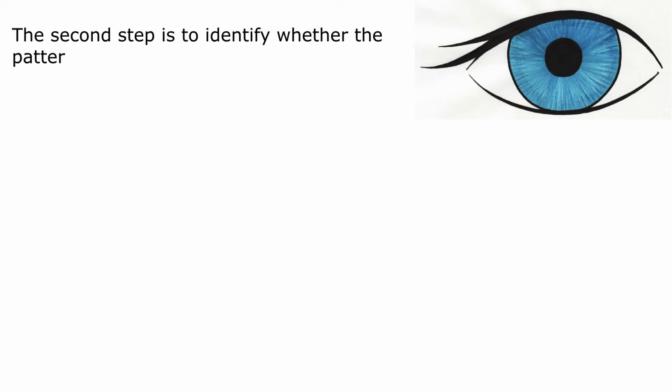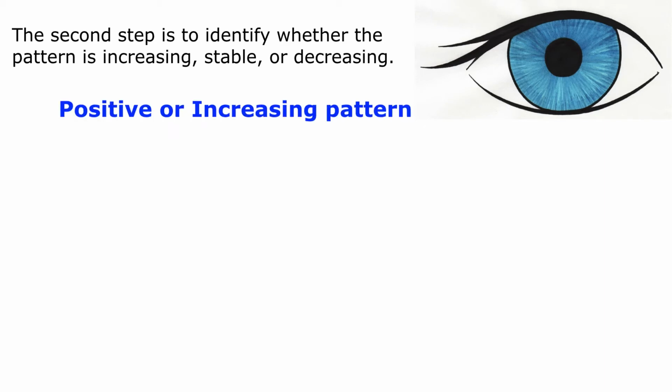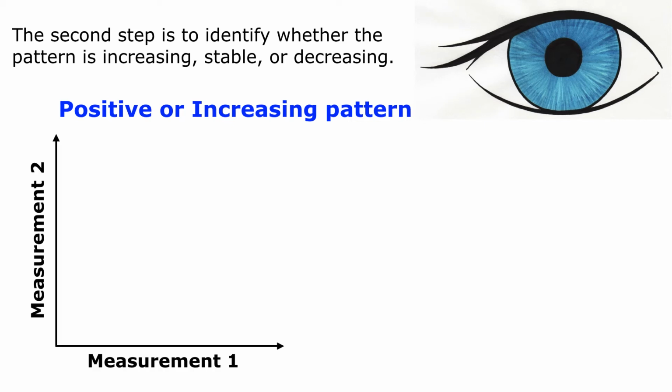The second step is to identify whether or not the pattern's increasing, stable, or decreasing. So let's have a look at what a positive or increasing pattern would look like. Here's our measurement 1 and measurement 2, and I'm going to put some crosses on and notice the pattern that's forming there. Can you see that those crosses are going upwards? That's what makes it into a positive or increasing pattern.